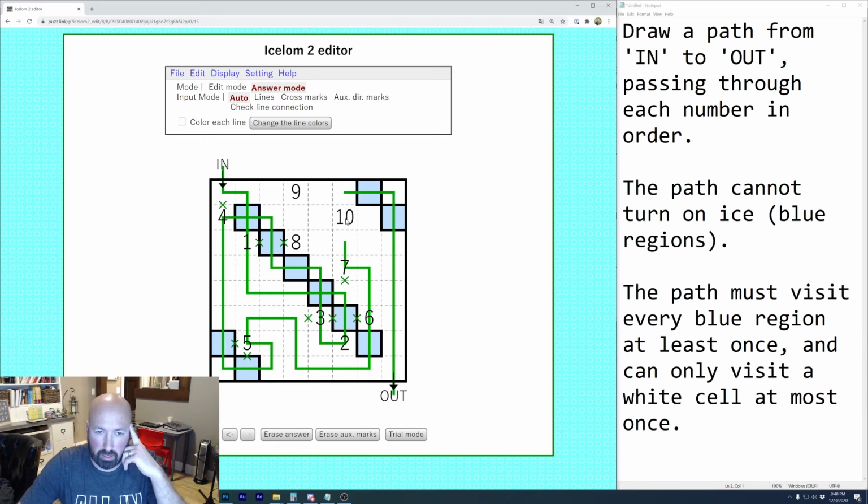Now the 7 can't connect to the 10. So this has to turn. If we turn this way, it's going to be trapped. There's going to be no way to get out without going through the 10. So the 7 has to turn here, coming out of the 7 here.